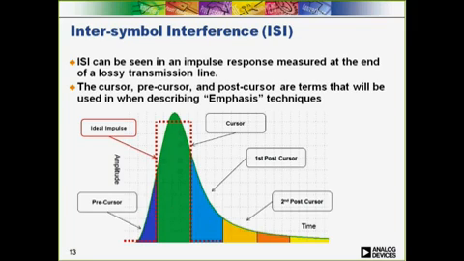So in the diagram, each color represents a different bit period. All of the energy should ideally be in the green section. This is referred to as the cursor. Energy in the blue, yellow, and orange sections are caused by ISI. The time slot just prior to the impulse is referred to as the precursor. Time slots after the impulse are the first, second, and so on postcursors.